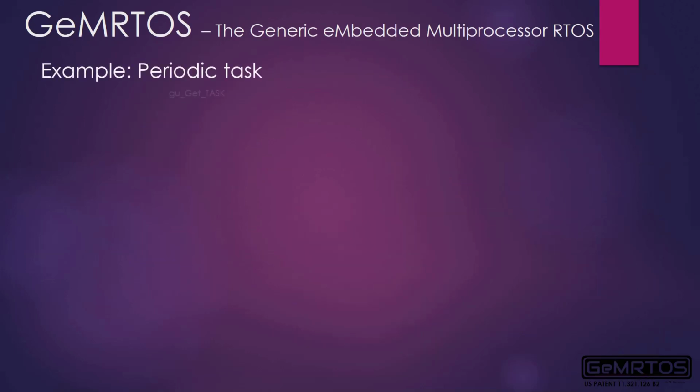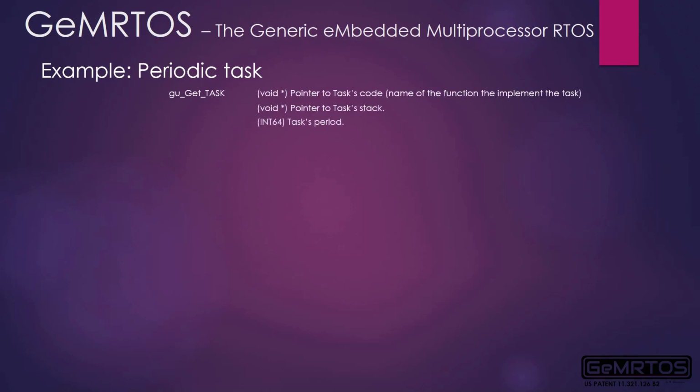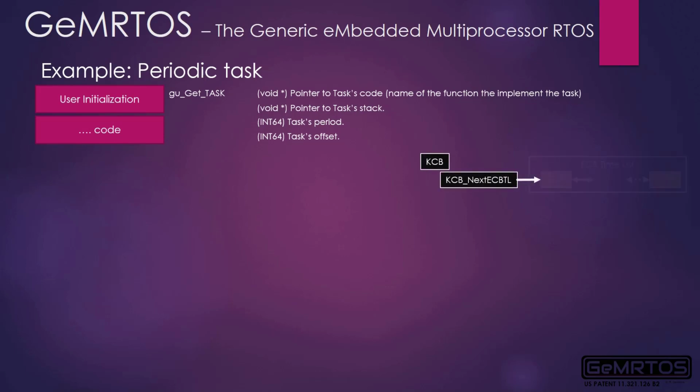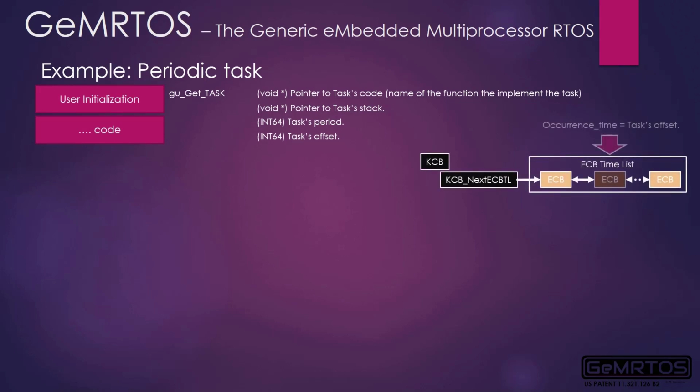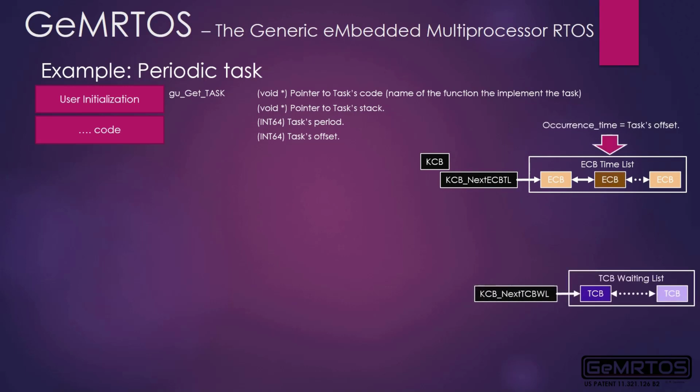For example, let's consider a periodic task. When this type of task is created, the task code, task stack, period, and initial time offset must all be specified. The task can be created during runtime from any other user task or in the main function. The task creation will generate a timed event with an occurrence time equal to the specified initial offset. A new waiting task is created as a result of the task creation.